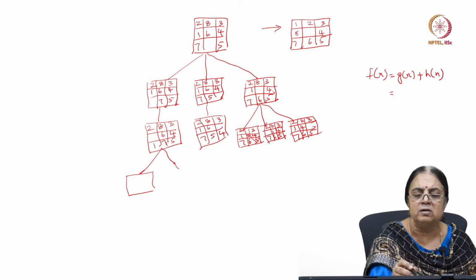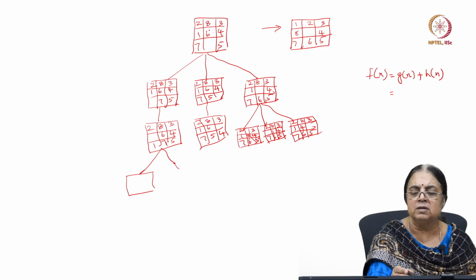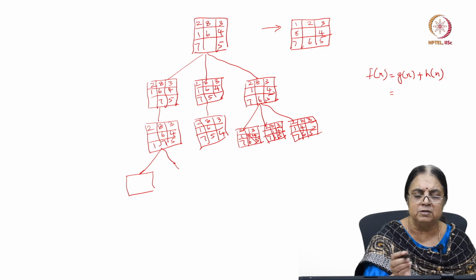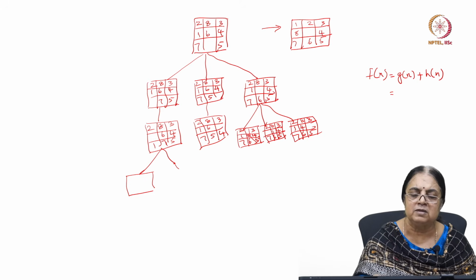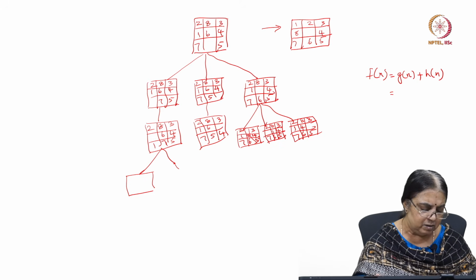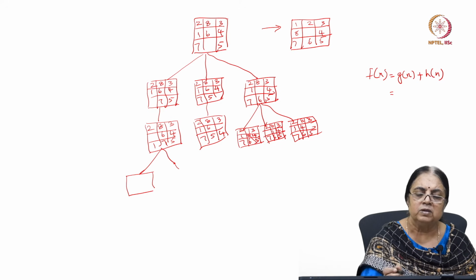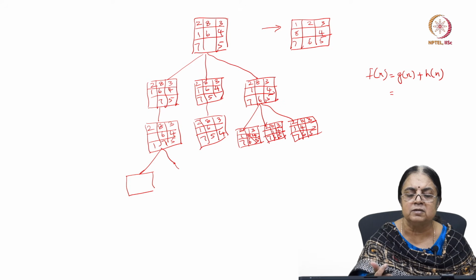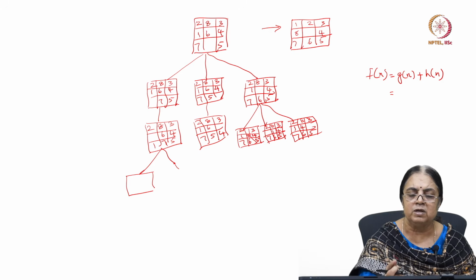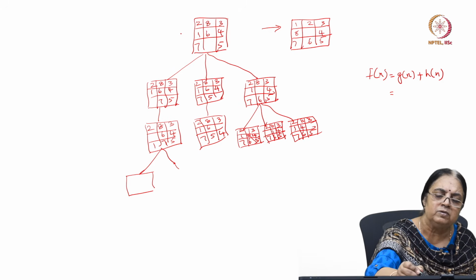If we take here, 2 is misplaced, 8 is misplaced, 7 is misplaced, 1 is misplaced, 6 is misplaced. If you see the number of misplaced tiles here, 2 is misplaced, 8 is misplaced, 6 is misplaced, 7 is misplaced, 1 is misplaced. So this would have a value of 5.